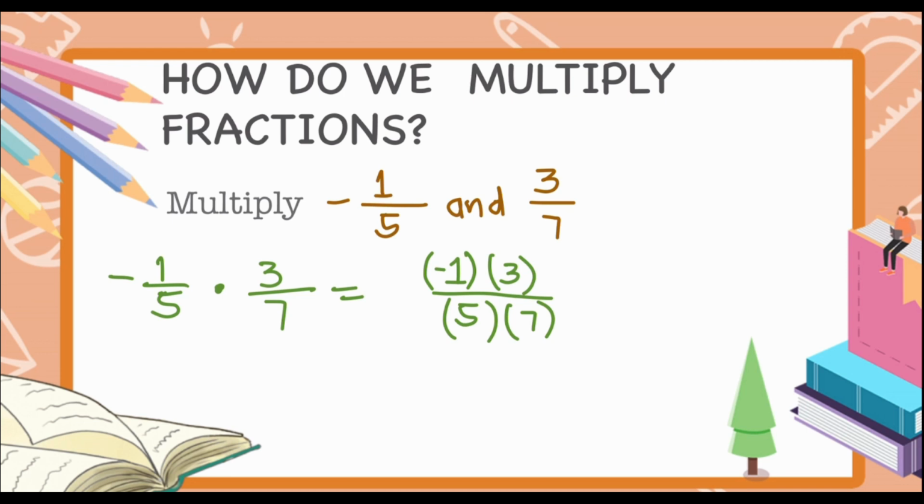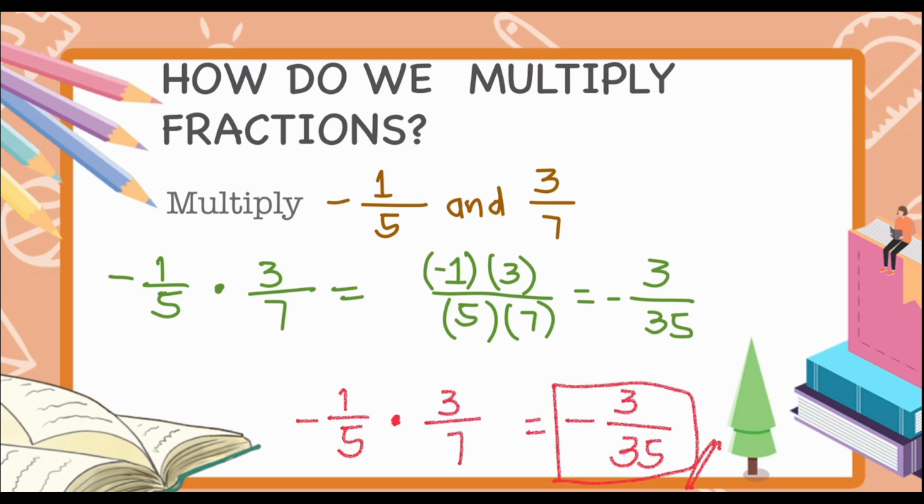Negative 1 times 3, we have negative 3. And then, 5 times 7, we have 35. So, since this is the lowest term, wala na tayong kukuning factors. Therefore, negative 1 over 5 times 3 over 7 is equal to negative 3 over 35.